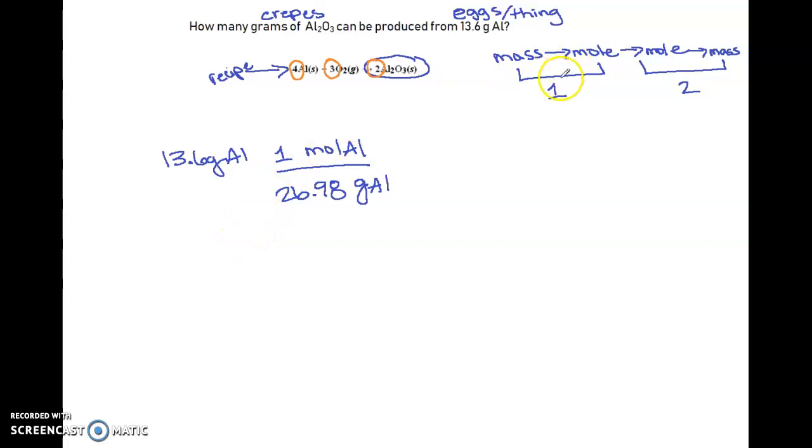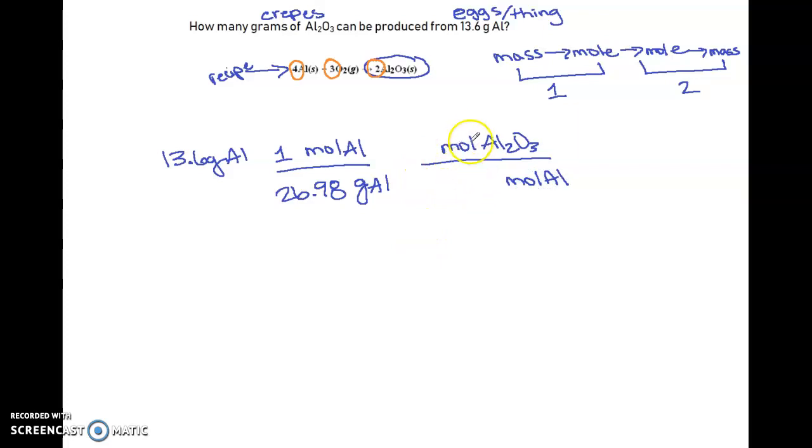So my next step is, I'm here, I want to get to that other substance. So this is where I would use the molar ratio. I want to get into moles of aluminum oxide. But in order to do that, so that's my next step in my journey, I'll have to divide out by moles of aluminum.